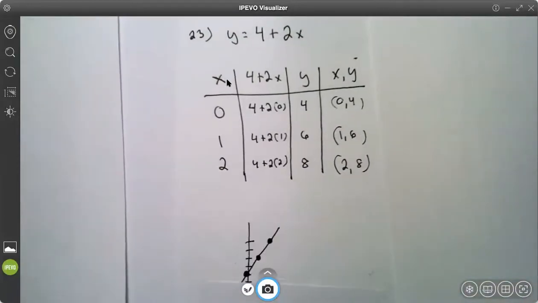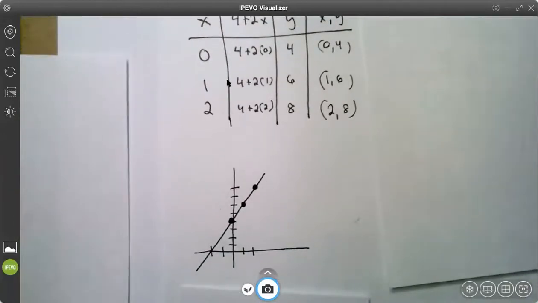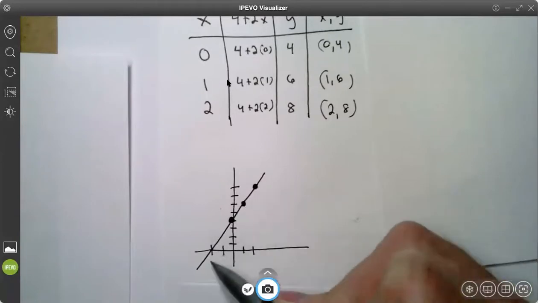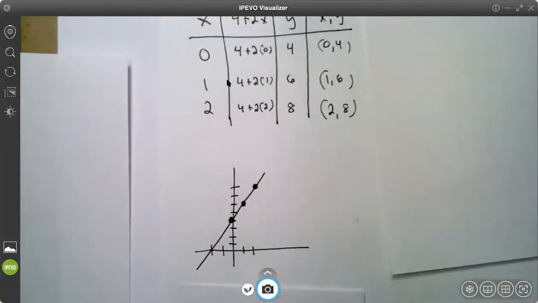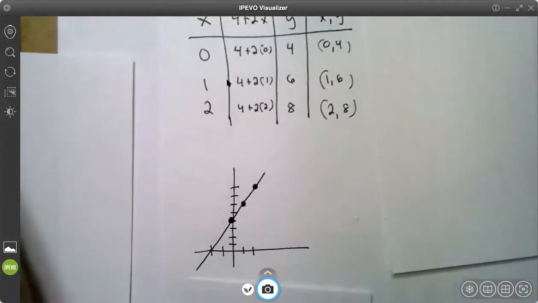And then we could plot our coordinates on a coordinate plane. Here is 0, 4, 1, 6, 2, 8. So I was able to graph that line from these coordinates I just found. My x-intercept is -2. My y-intercept is +4.